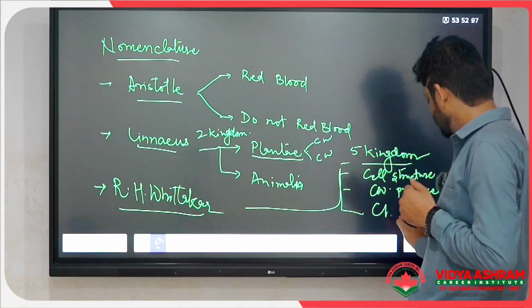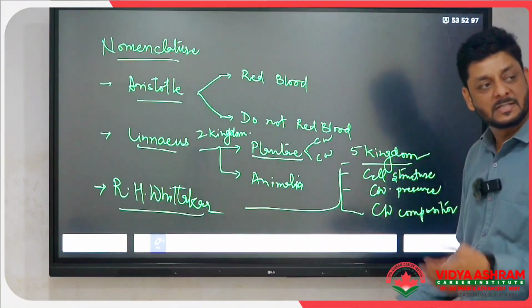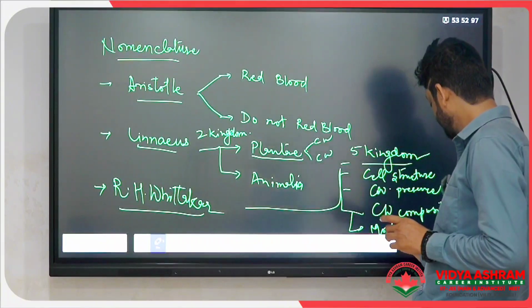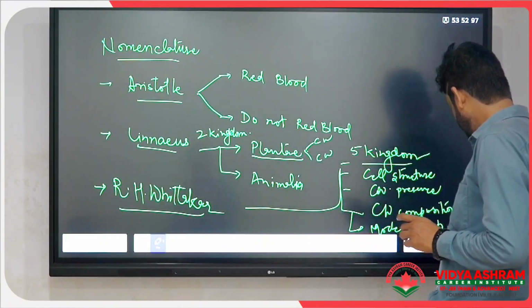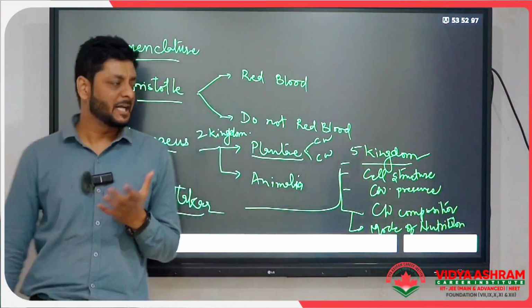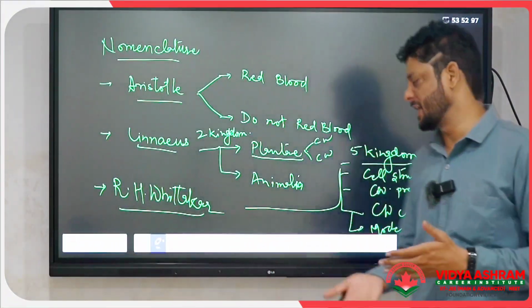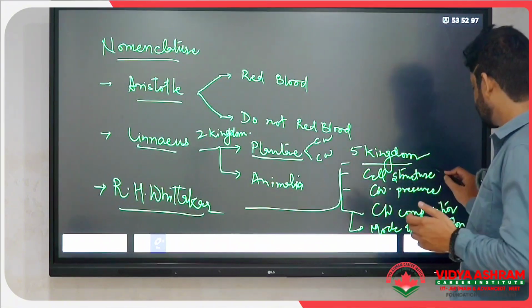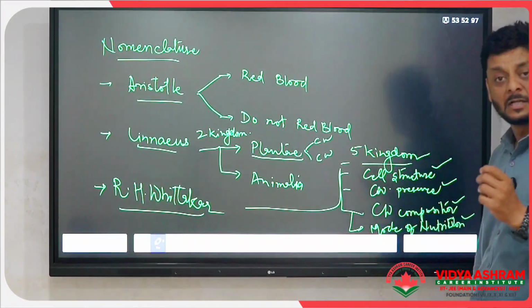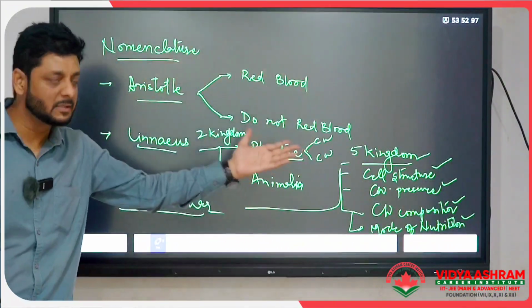If the cell wall is present, then the composition of the cell wall, and the mode of nutrition. So how R.H. Whittaker classified the 5 kingdoms, the basis of the classification is very important. That is the structure of the cell, the presence of the cell wall, the composition of the cell wall, and the mode of nutrition. They are the basis of categorization of the whole biological world into different kingdoms.